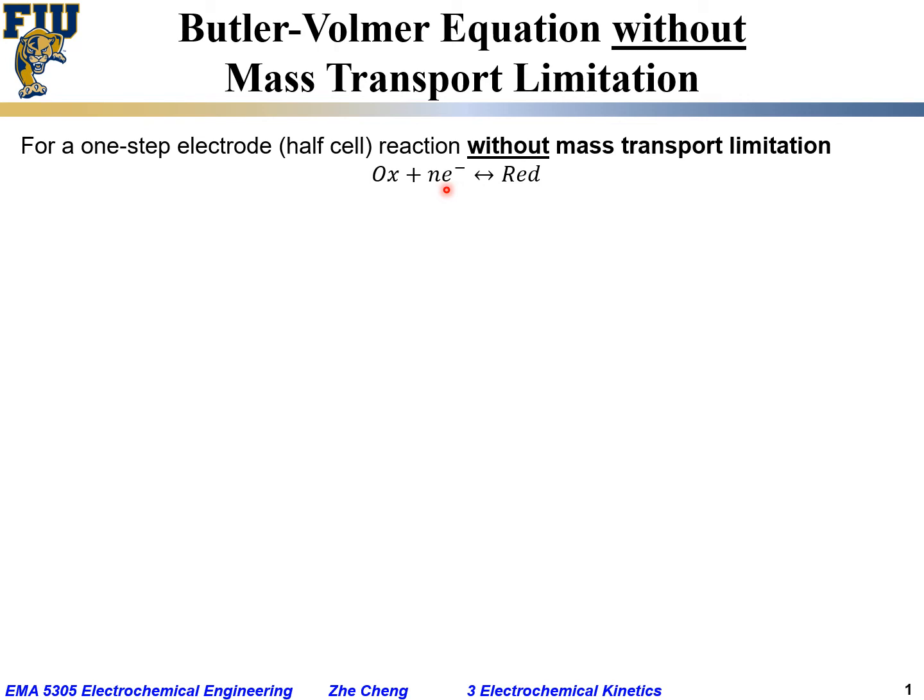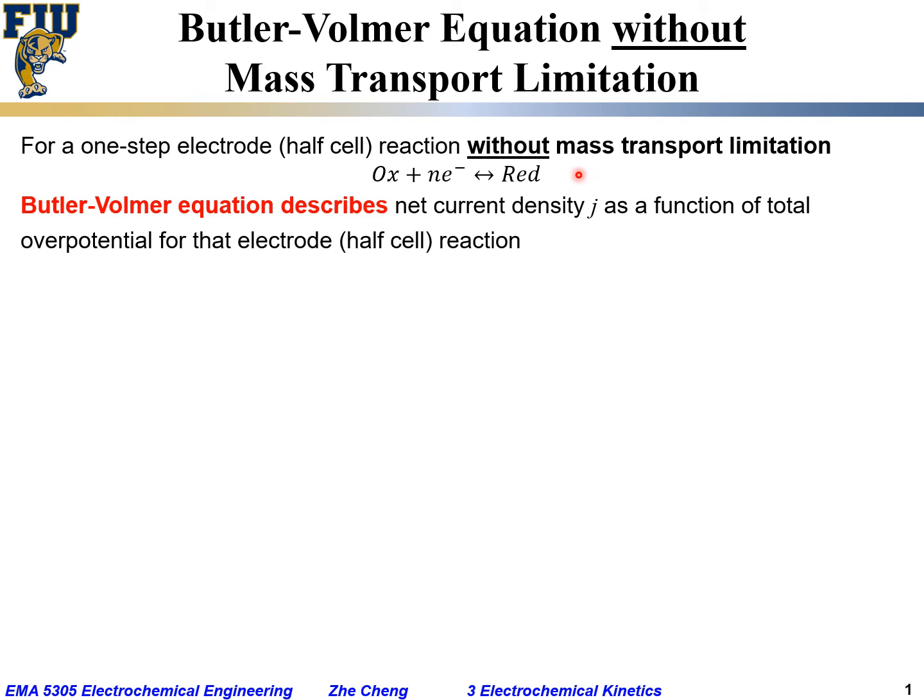Okay? Such an electrochemical half-cell reaction is a half-cell reaction because only one species gets reduced, OX gets reduced into RED. Without mass transport limitation, the Butler-Volmer equation gives the net current density, J, J for current density, which is essentially current divided by the area. The net current density, or the overall current density, would be a function of the total overpotential for that electrode. The Butler-Volmer equation just describes mathematically the relationship between J, the net current density, and eta, which is the overpotential for that specific electrode reaction, that specific half-cell reaction.